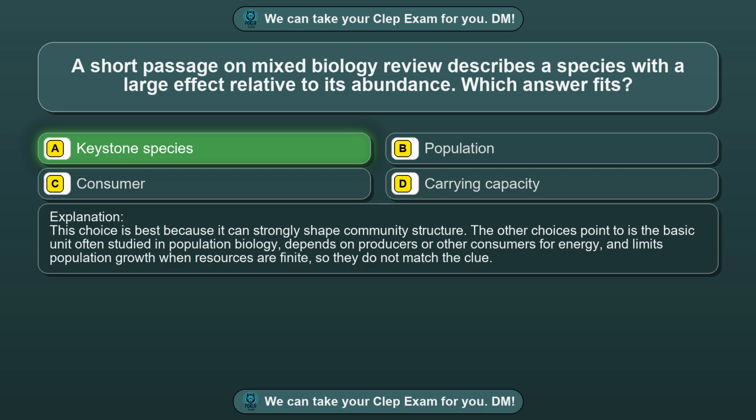The other choices point to the basic unit often studied in population biology, depends on producers or other consumers for energy, and limits population growth when resources are finite, so they do not match the clue.